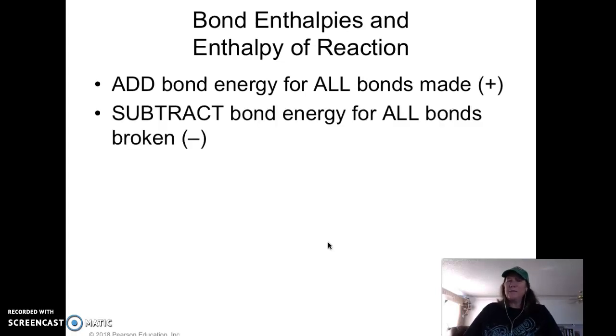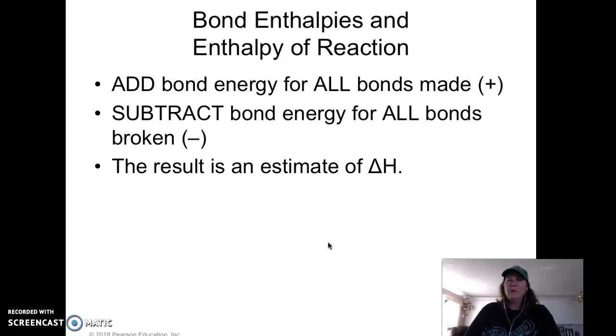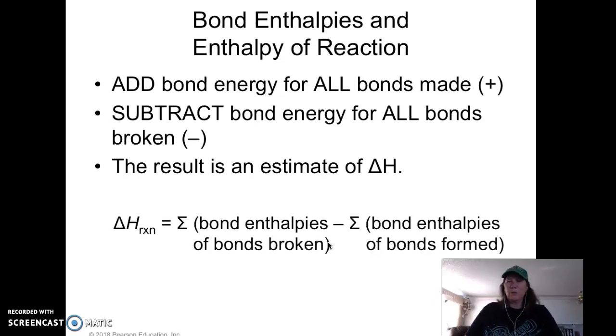So what you do is add the bond energy from all the bonds made, and subtract the bond energy from all the bonds broken. Basically, you compare the reactants to the products. I have an example to show you in a minute, so I hope I don't totally confuse you by then. The result is an estimate of delta H. It's not exact, but it really is close.